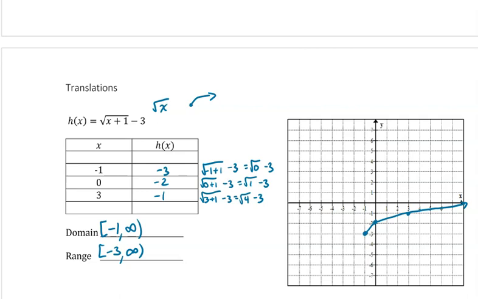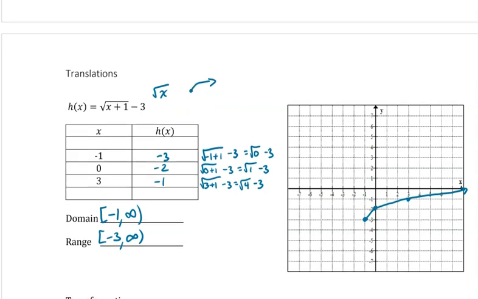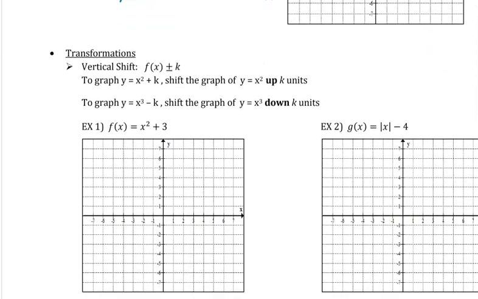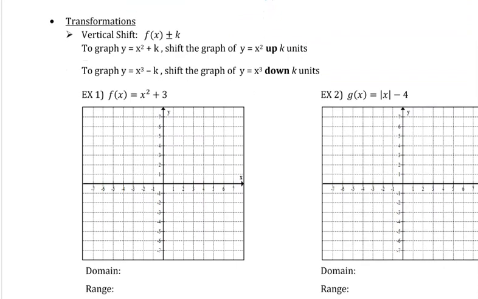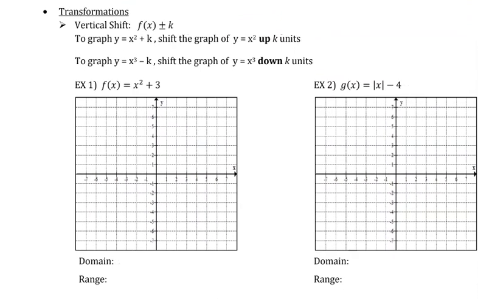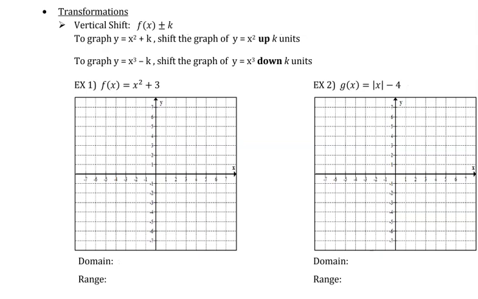Okay, so with all of that said, let's go ahead and talk about some translations. In particular, we are first going to talk about vertical shifts. So a vertical shift is something that moves the graph up or down, right?